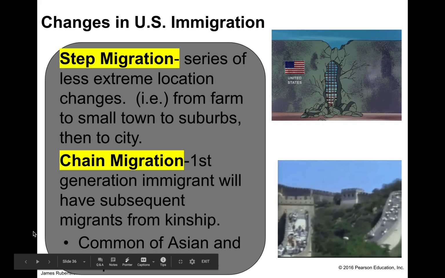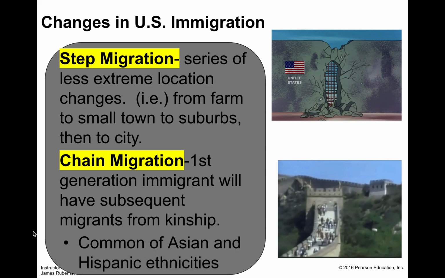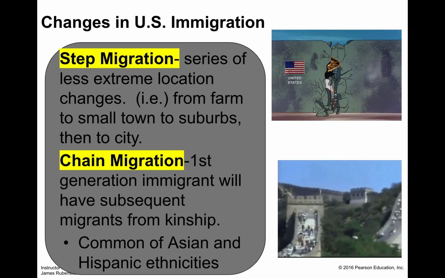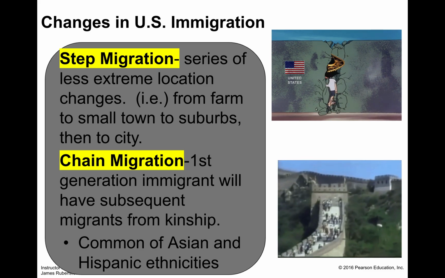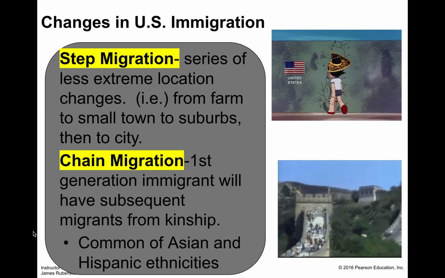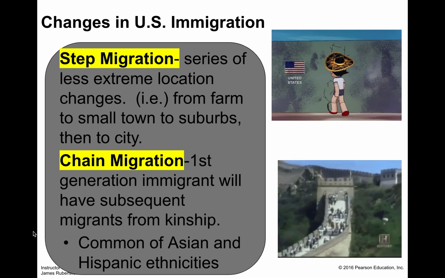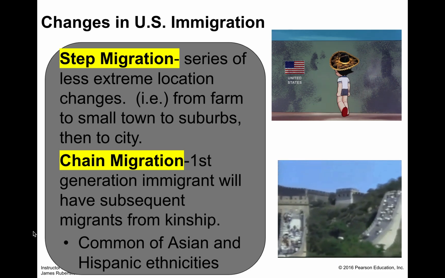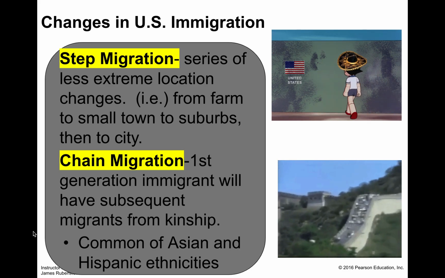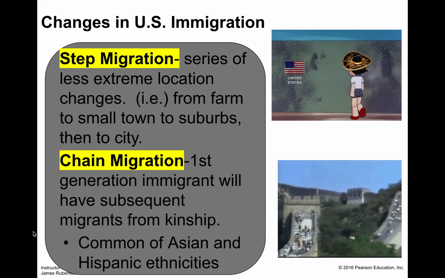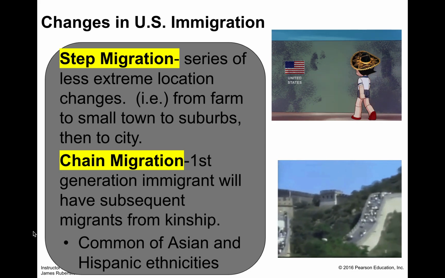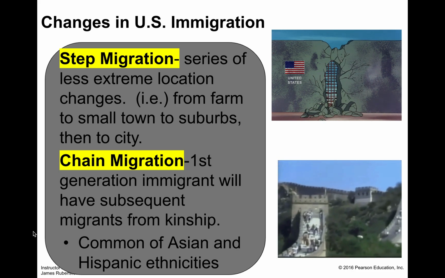Step migration is a series of steps before they get to their final destination. Step migration can happen internationally or it can happen intraregionally. It can happen intraregionally from farms or small towns to suburbs to cities. Those would be two stops along the way to their final destination of the city. Interregional migration can happen internationally as well. They can go from their leaving country to several countries in between to their final destination.